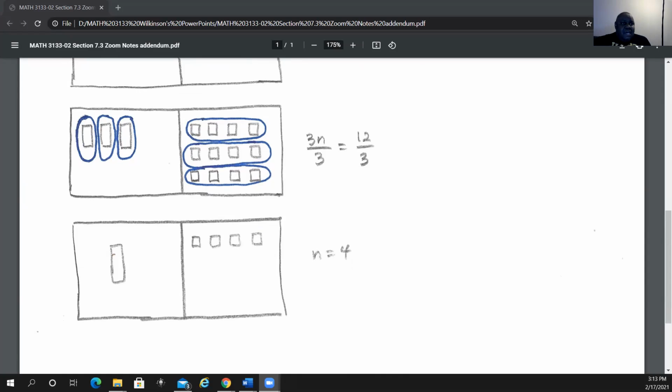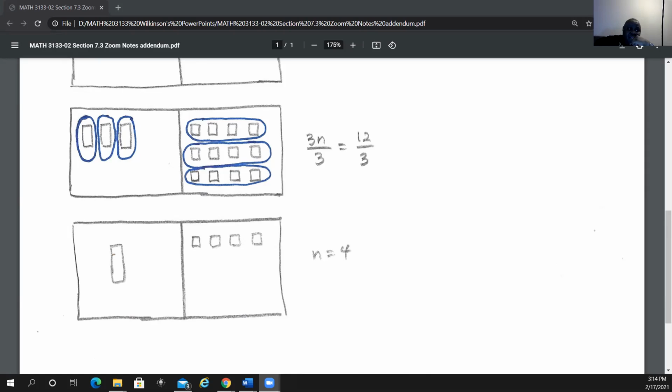All right. Now, let me scroll down here to part C. We got 4n plus 1 is equal to 13. So here for 4n, I need 4 n tiles. And for the plus 1, I need just the 1 tile. The right side, 13 means I need 13 of these 1 tiles, as you can see.